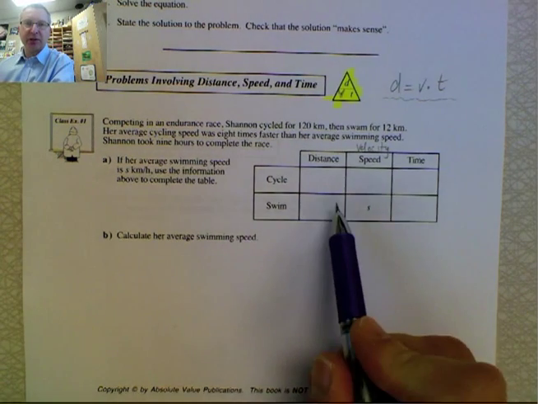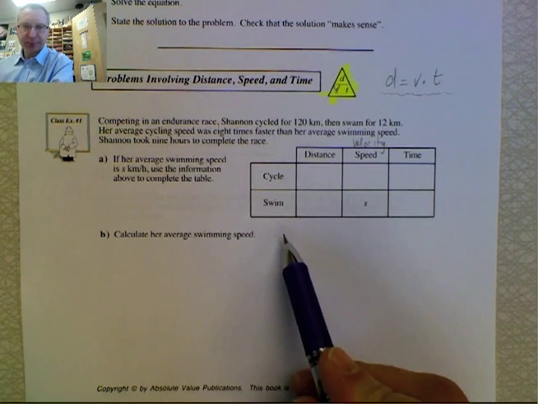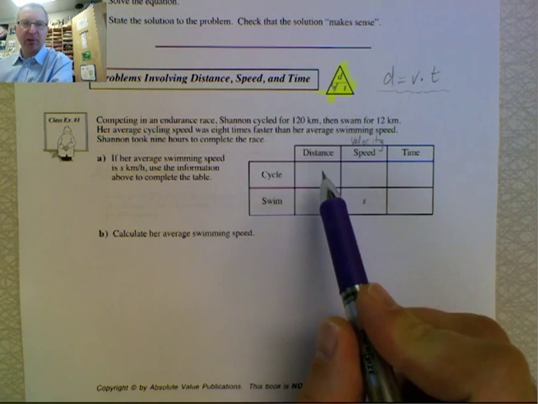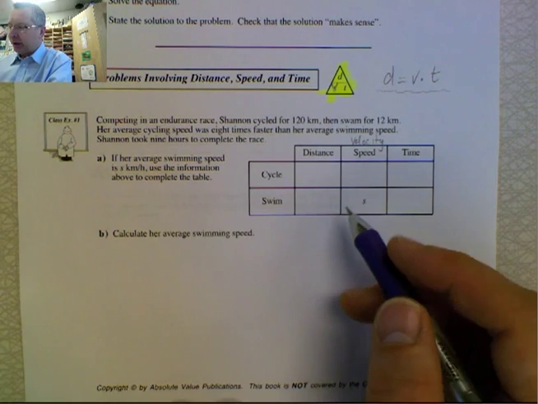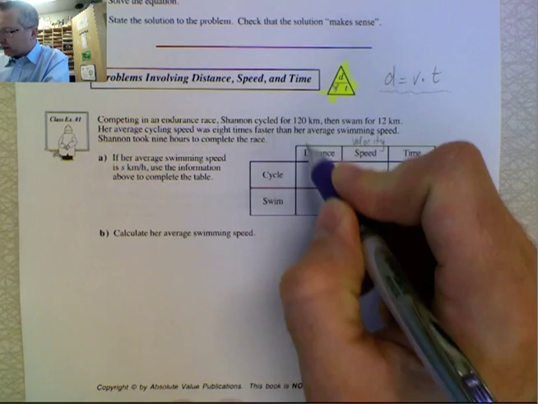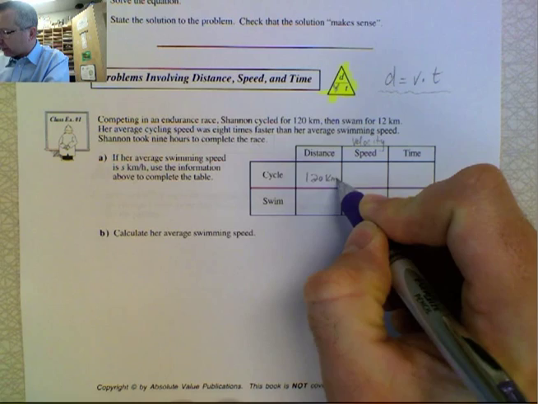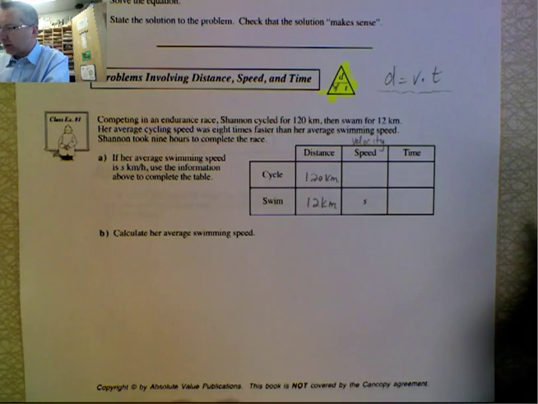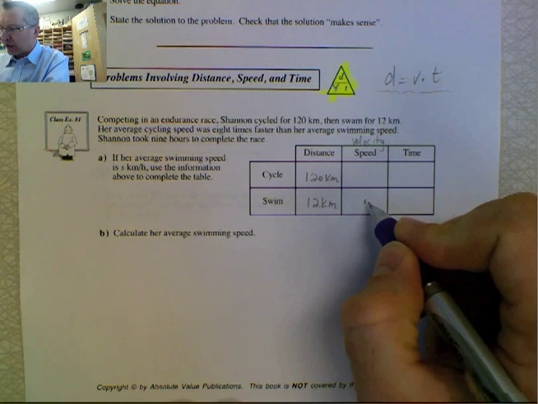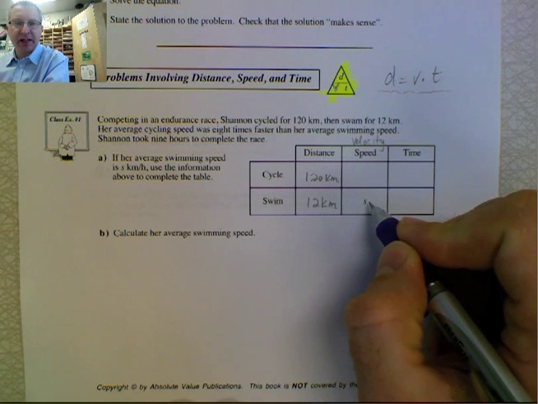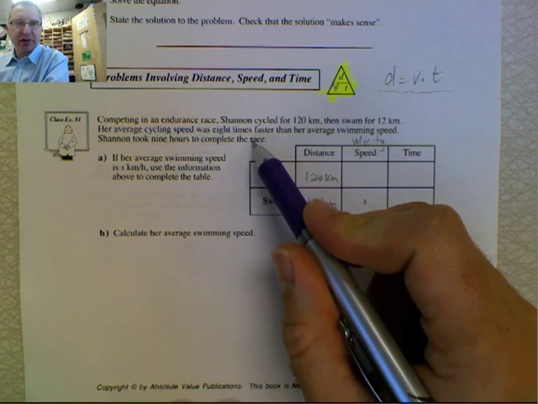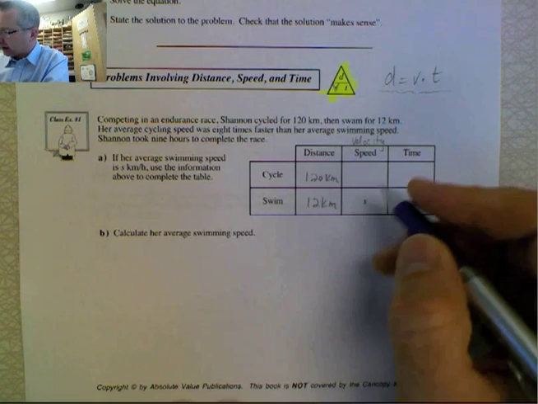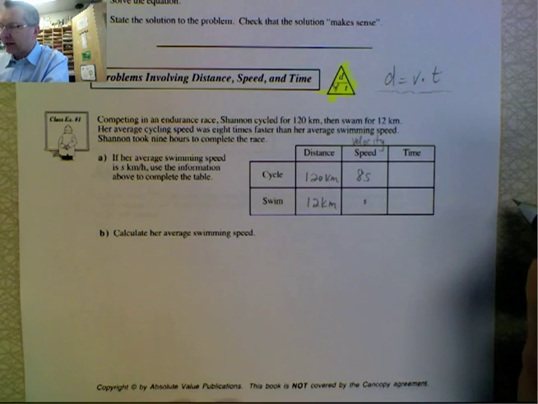Now, the two things we're doing are cycling and swimming. So we're going to use this table to help us pull information out of the problem and set up an equation. The distance we cycled, well, we cycled 120 kilometers. How far did we swim? We swam 12 kilometers. Speed, well, we're going to say our speed for swimming is s. And it says that our speed for cycling is 8 times faster than our speed for swimming. So our speed for cycling is 8s.